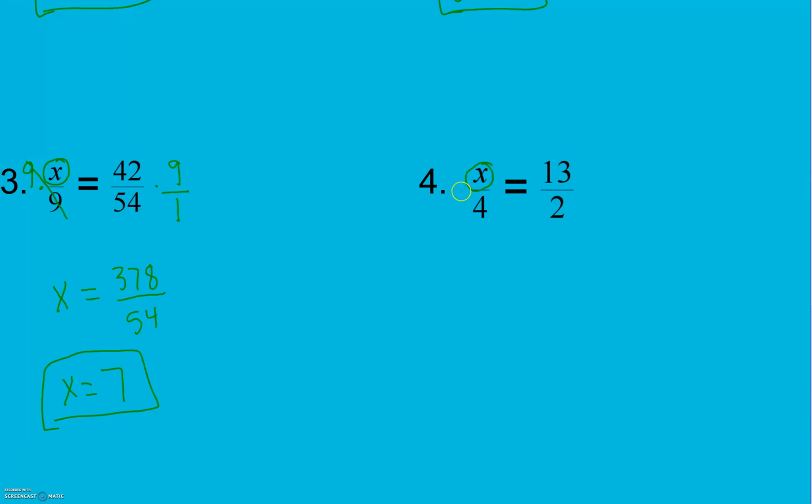X is being divided by 4, so we're going to multiply by 4. When I multiply across, I get 52 over 2, and divide those, and we get 26. So again, it's being divided, we get rid of division by multiplying, and whatever we do to one side, we've got to do to both. We multiply fractions by multiplying straight across, numerator times numerator, denominator times denominator, and then simplifying.